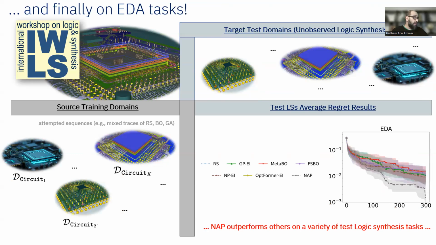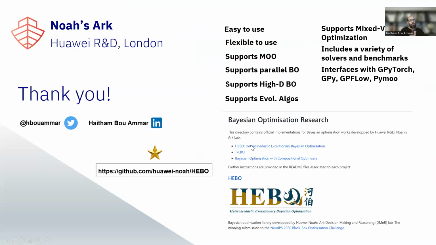We also did that on the EDA problem, the logic synthesis I told you about. We took many circuits as the source circuits, and we took some test circuits, which are unobserved circuits. And then again, we can see that our method NAP outperforms FSBO, MetaBO, GPEI, and also NPEI, which is kind of NAP, but without training the acquisition. Right. So this was relatively short and sweet, and with this I would like to end the third part of this lecture.